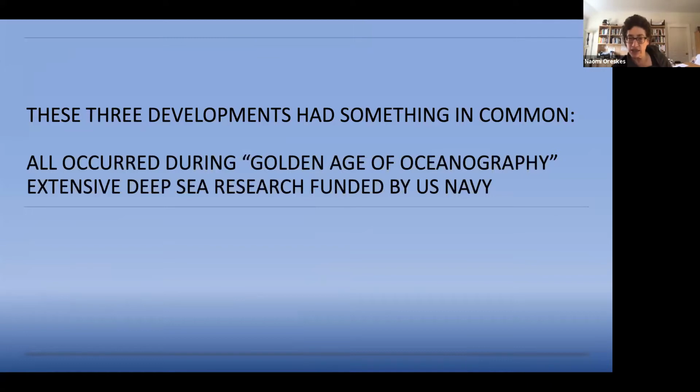Well, so I started looking into it, and very quickly I realized that these three discoveries all had one very important thing in common. They all occurred during what many oceanographers referred to as the Golden Age of Oceanography, a period in the middle part of the 20th century when deep sea research was extensively funded and almost exclusively funded by the US Navy.